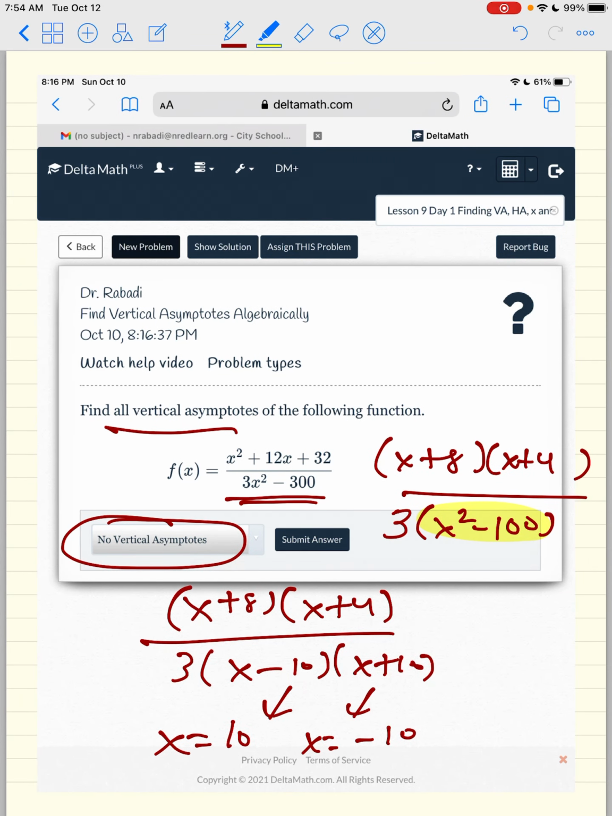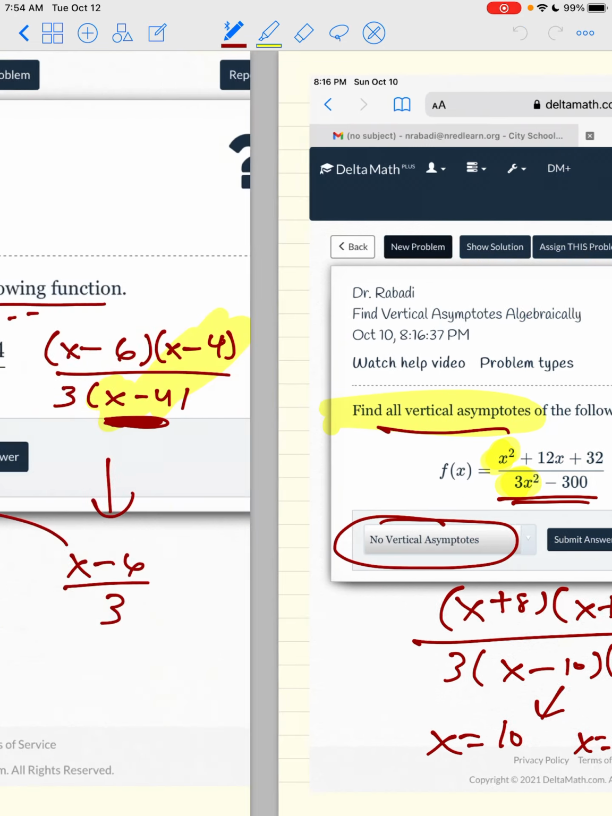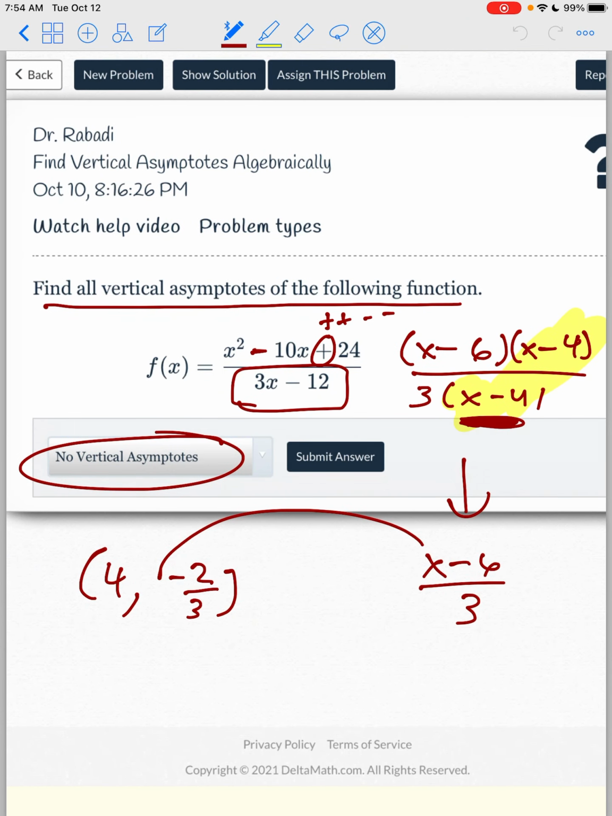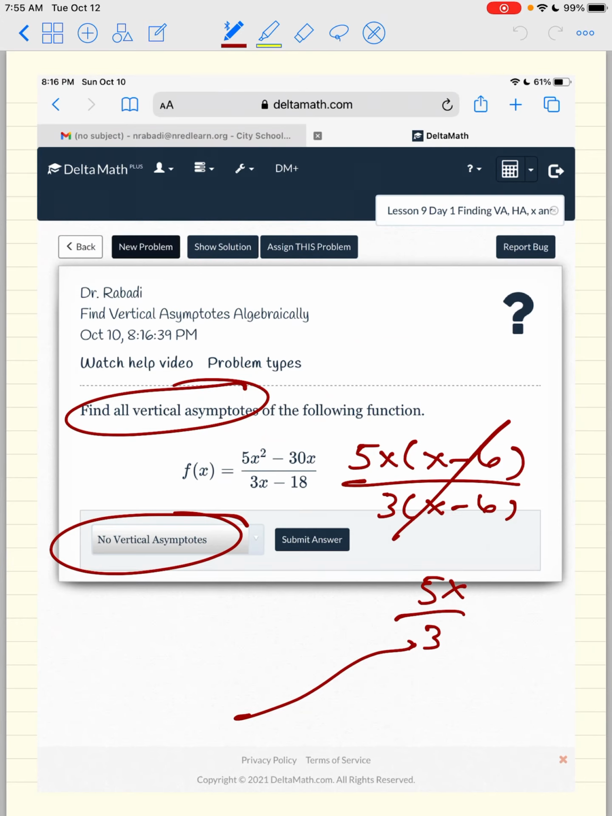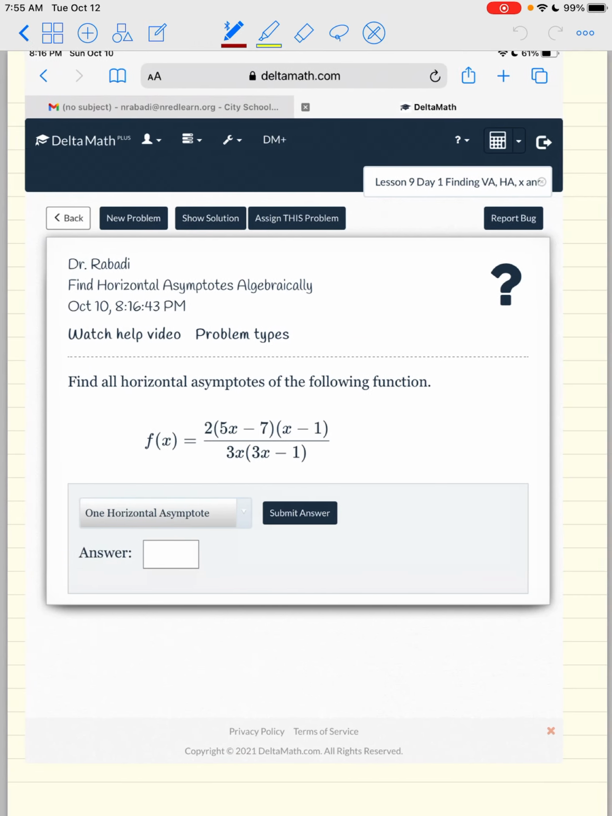I want to go back here. In this case, if they asked you for a horizontal asymptote, it would be 1/3. Do you see that? The highest on top, the highest on the bottom. The highest on top is 1x squared. The highest on the bottom is 3x squared. Therefore, the horizontal would be 1/3 since they reduce. Okay, here there would be none since this is more than this. Here there would be none since this is more than this.